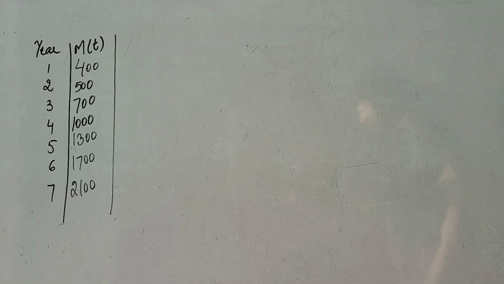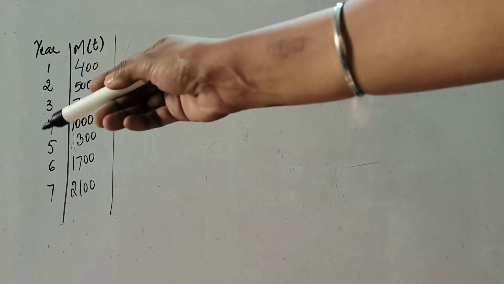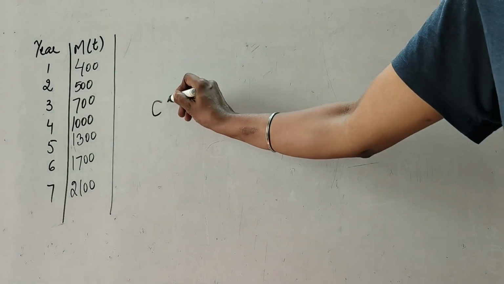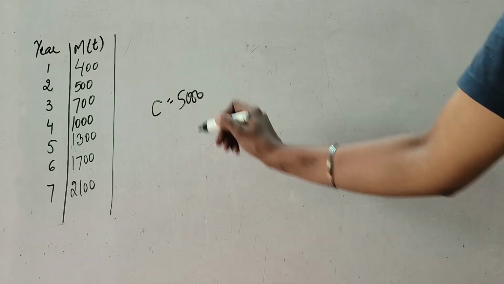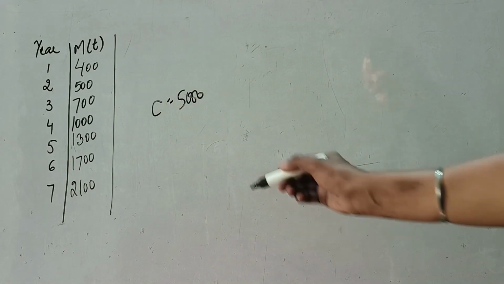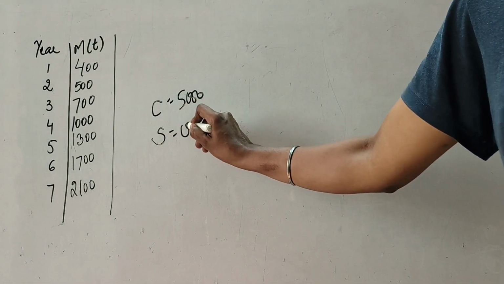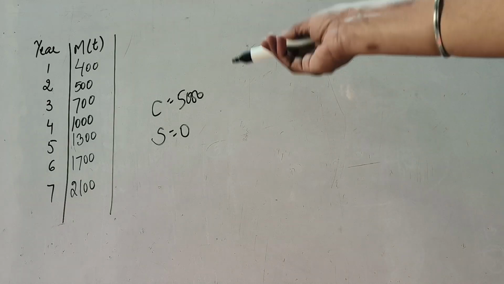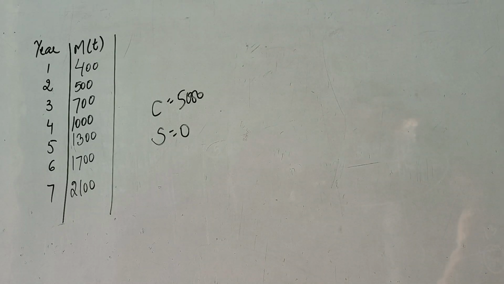Now in this practical question you have been given the data for 7 years and maintenance cost is given from 400 to 2100. Besides that, it is given that the cost of the machine is rupees 5000, incurred in the beginning when the machine was purchased, and the scrap value S is not given, so it is 0. So depreciation will be C minus S, and there is no S, so this cost will lead to the depreciation only.